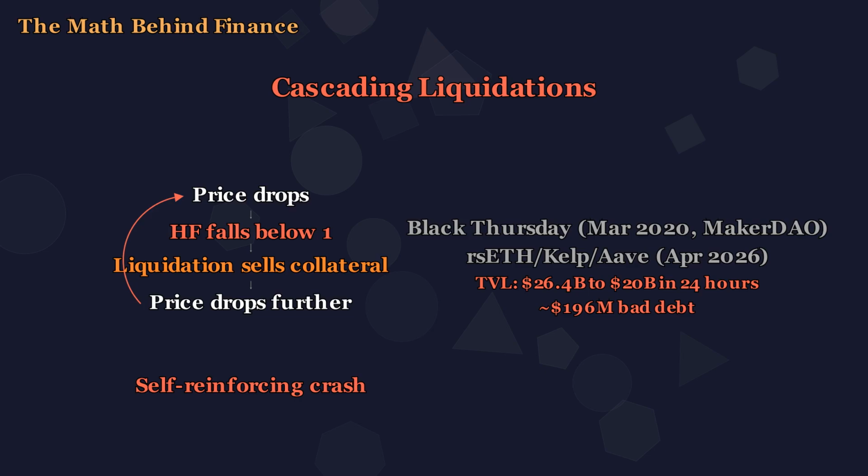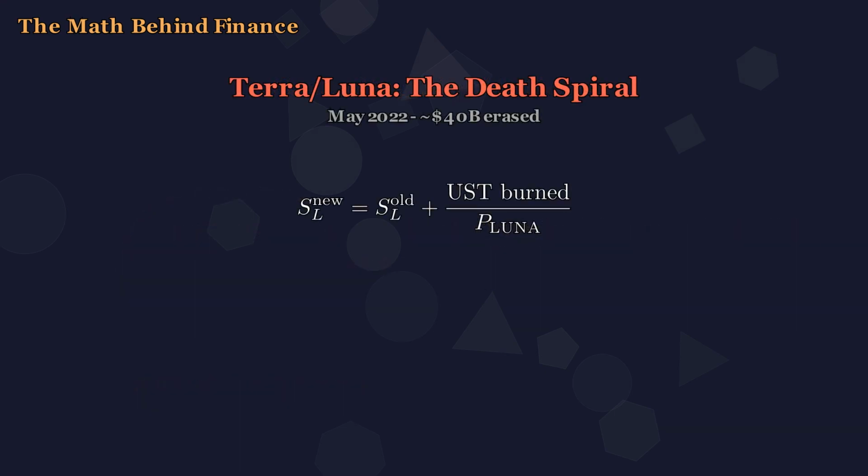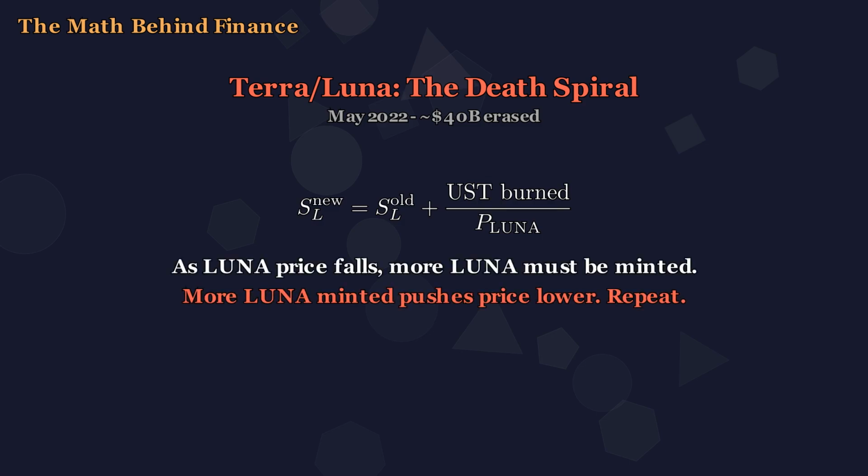But the most dramatic example is Terra and Luna in May 2022. UST was an algorithmic stablecoin. One UST could always be exchanged for $1 worth of Luna. But this means the new Luna supply equals the old supply plus the amount of UST burned, divided by the Luna price. If the Luna price falls towards zero, this fraction diverges. More Luna must be minted, which pushes the price even lower, which requires even more minting. Luna's supply exploded from 350 million to over 6.5 trillion tokens. About $40 billion of market value was erased in less than a week.